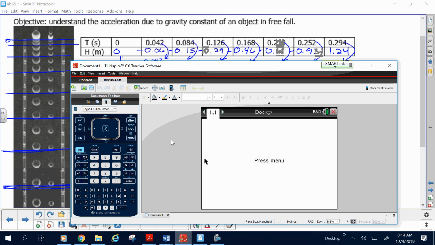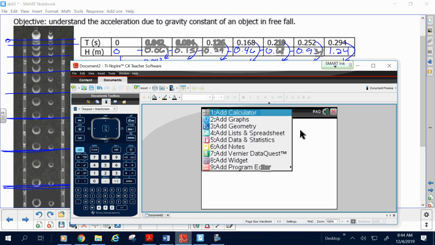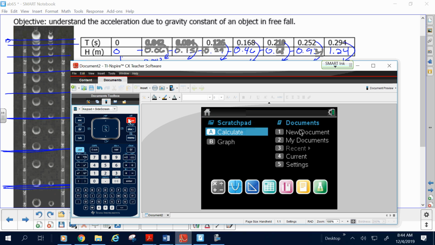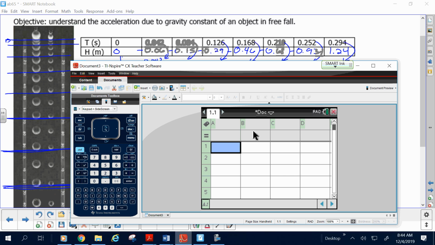Okay, so this is what I'd like you to do. Rather than do your scratch pad, go to Home and open a new document. And we're going to add a list and spreadsheet, okay? Are you with me? Should I do that again? Go Home, new document, list and spreadsheet. Here, in A, you're going to do time. T.